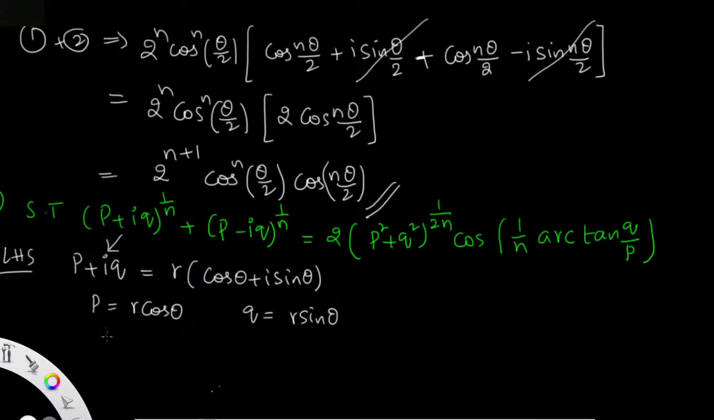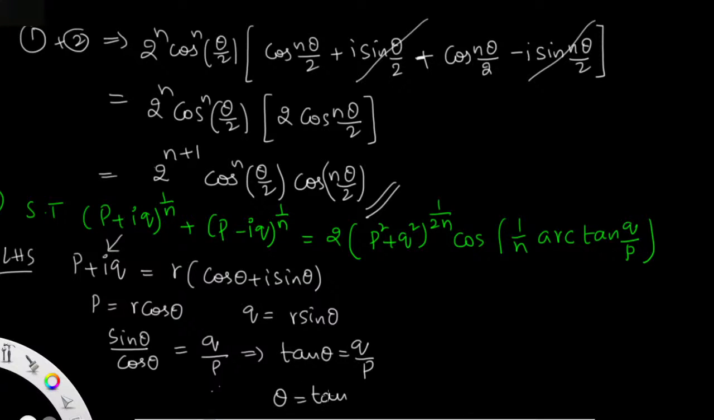So tan theta, how will you get it? Sin theta by cos theta, meaning sin theta is q and cos theta is p. Dividing the expression, tan theta equal to q by p, then theta equal to tan inverse of q by p, that is nothing but arc tan of q by p. In terms of q by p we are following. So theta equal to tan inverse of q by p.